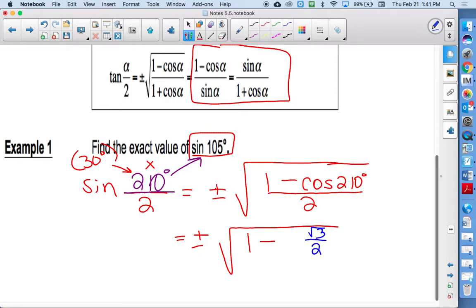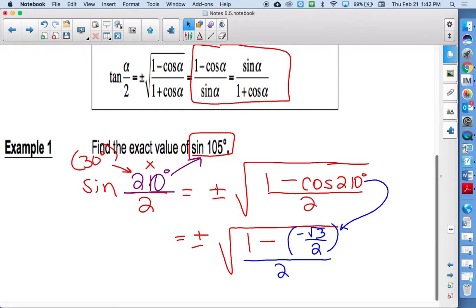And then Kate, it's 210. Which quadrant would that be? So is the cosine of 210 positive or negative? Awesome, nice job. So we're picking this value because that's the number on the unit circle. We're evaluating it, finding the value of cosine at 210 degrees.